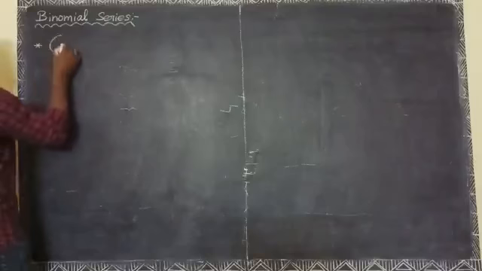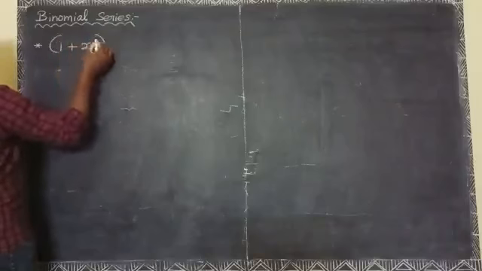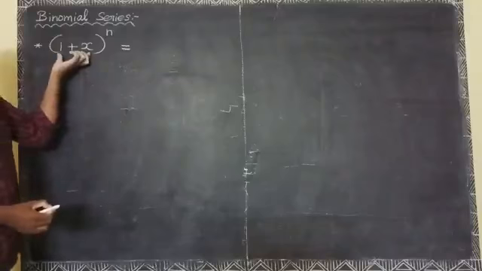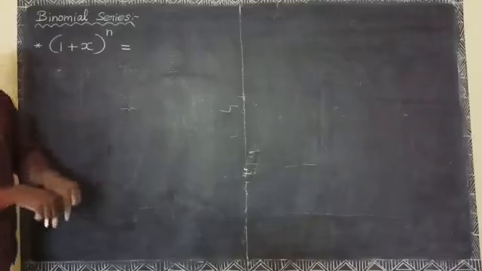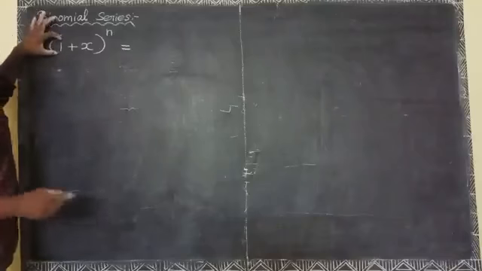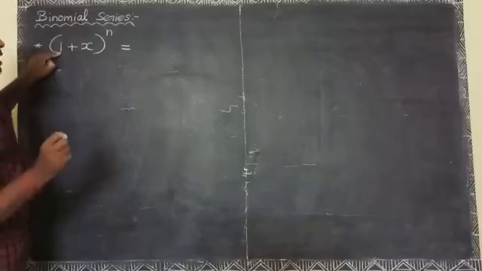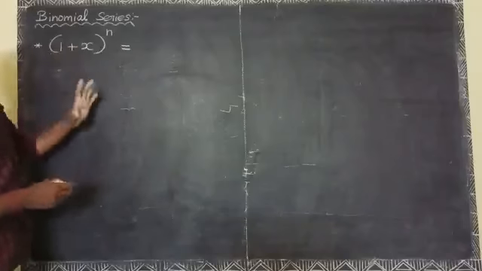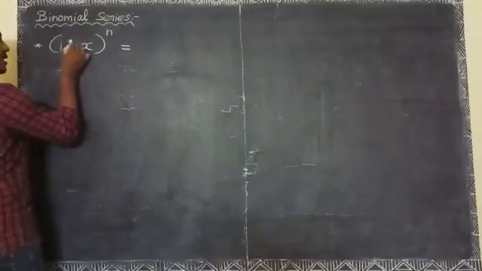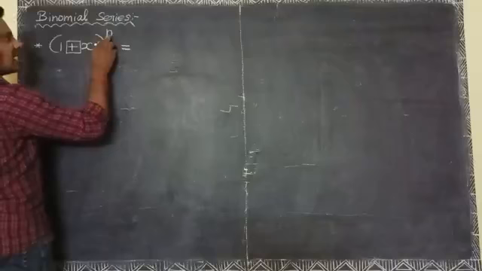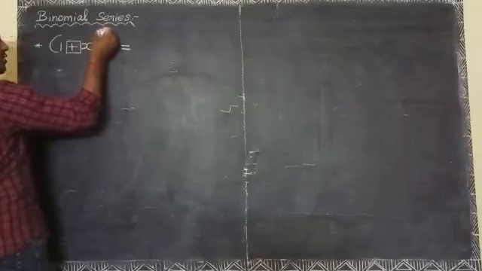Now go to binomial series. The first one, 1 plus x the whole power n. Binomial means an expression having a sum of two terms. In the first term we have 1, which is the constant. Using this, consider the sign between the two terms: the sign is plus, and the power n has a plus sign.